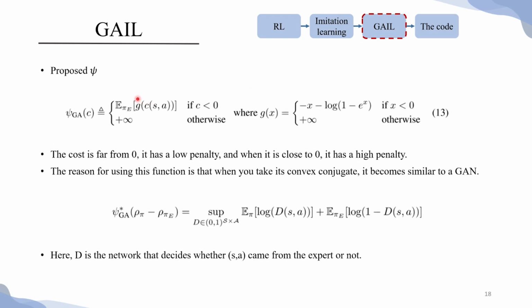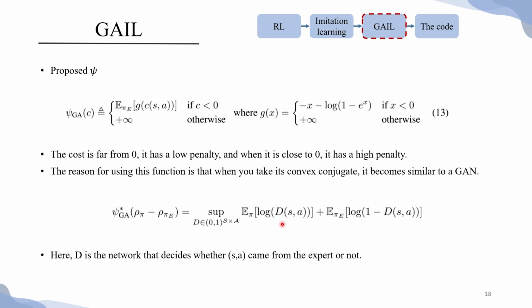Finally, let's look at the psi function proposed by GAIL. If we look at the equation slowly, we can see that when the cost is far from zero, it has a low penalty, and when it is close to zero, it has a high penalty. The reason for using this function is that when you take its convex conjugate, it becomes similar to a GAN.